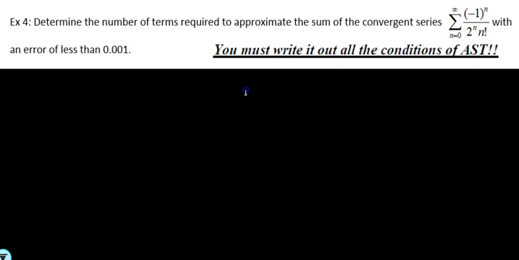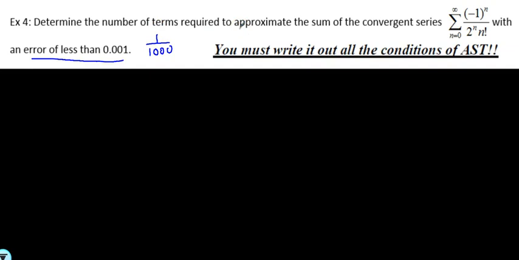Okay, so here the format is slightly different. Let's read. Determine the number of terms required to approximate the sum of a convergent series with error less than 0.001. 0.001 is the same as 1 over 1000. They are not asking you to find the sum. They are asking you how many terms you need.